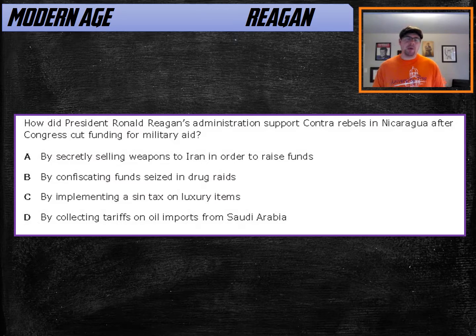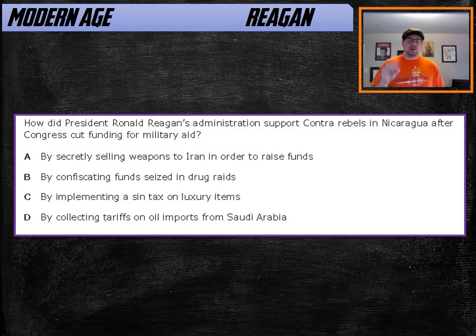All right, in Nicaragua, in South America, there was a rebel group known as the Contras. Now, Ronald Reagan supported the Contras, but Congress did not. Congress didn't want to spend any money on the Contra rebels. So Congress said, we're going to cut military funding for the Contras. Did that mean Ronald Reagan didn't support the Contras anymore? No. He did, through a roundabout way.